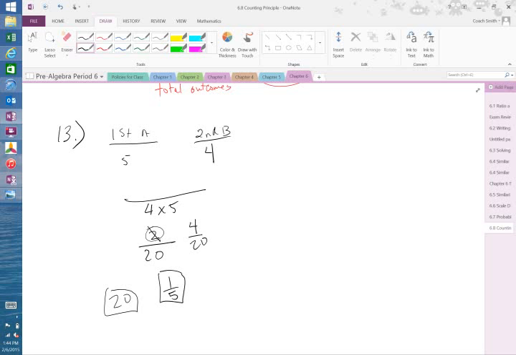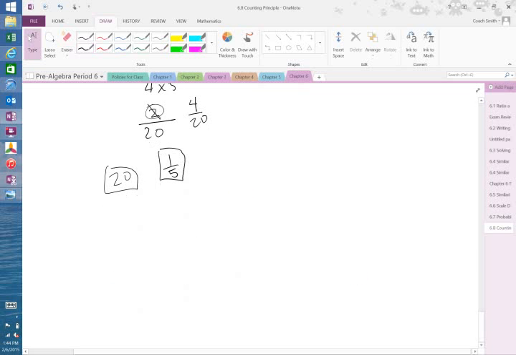All right, let's look at number 9. 9 is the same thing that we were doing on all the others. They just want to count up the number of possible outcomes.